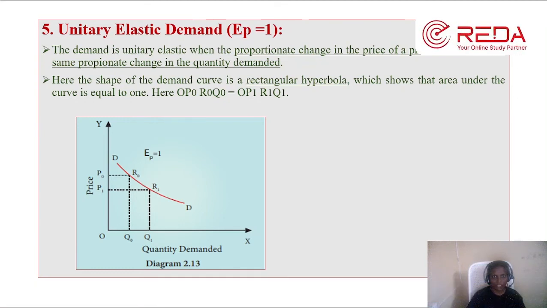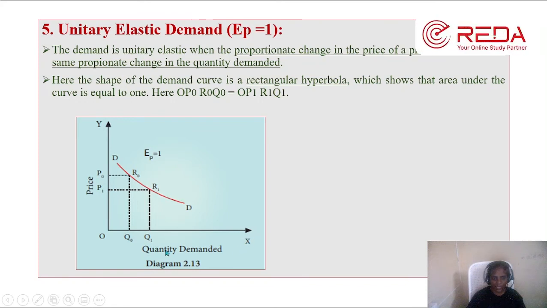So EP is equal to 1. Price elasticity of demand will be equal to 1. How are we saying that it is equal to 1? Whenever there are proportionate changes in the price, they lead to proportionate changes in the quantity demanded. You see the diagram.